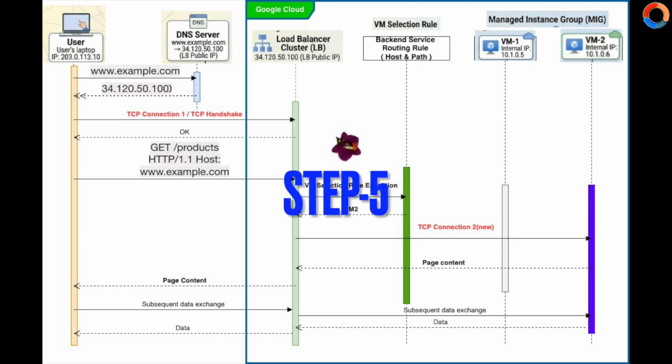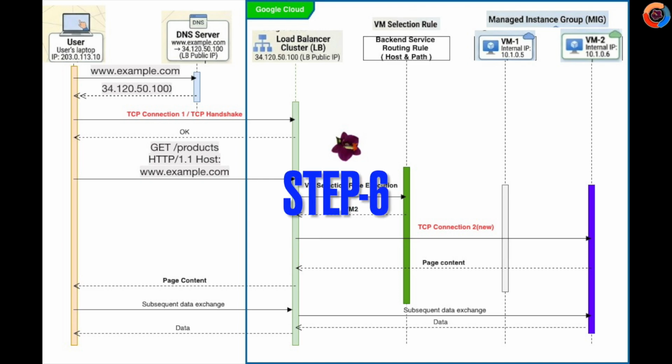Step 5. Path rule evaluation. After the host rule matches, the load balancer evaluates the path rule. Since the request path is /products, the load balancer checks its path-based routing rules to determine which backend service should process this request. For example, /products could go to one backend service while /api could go to another.